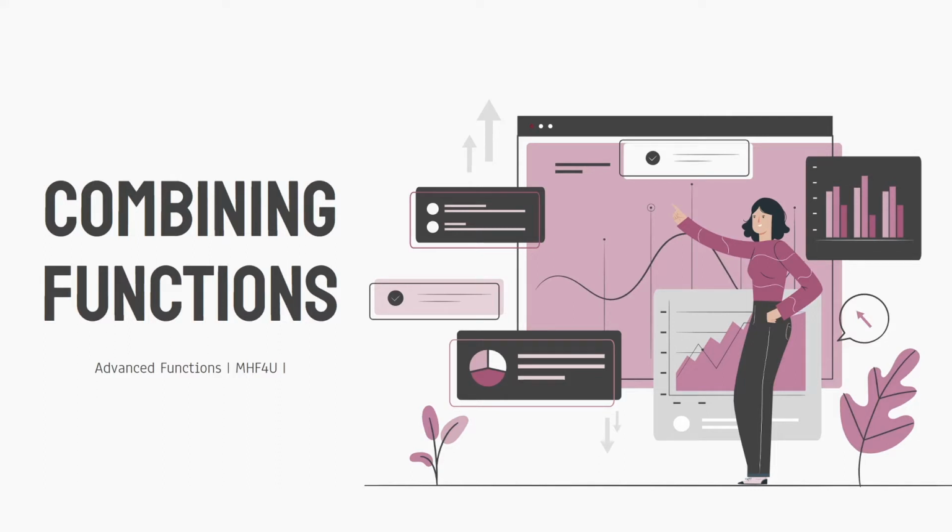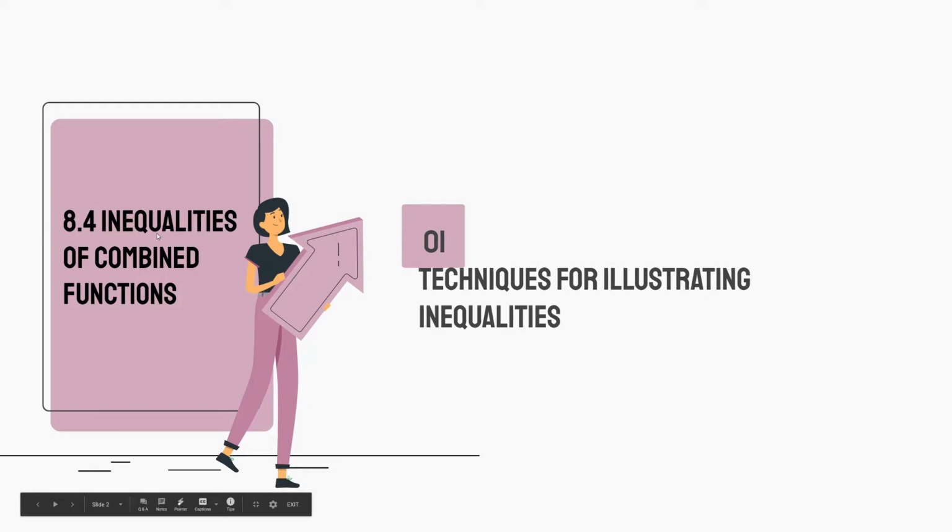Today might be our last lesson because today we're actually going to be covering chapter 8.4, which is talking about inequalities of combined functions. Since we've learned how to combine different functions together, we're actually now going to discuss how those combinations can help us solve inequalities. So overall, we're going to be covering one topic, but this topic is going to be split into 3 parts. However, the main focus is of course the techniques you could use to illustrate inequalities.